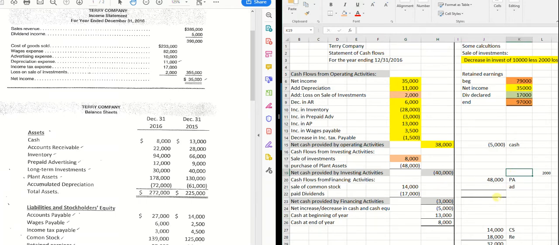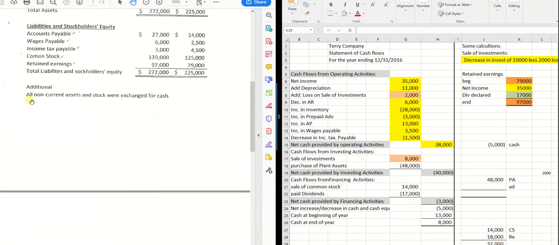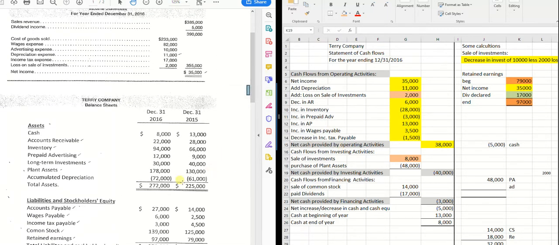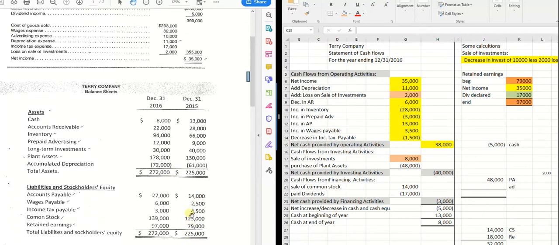Okay. Next one, my plant assets increased by $48,000 from 130 to 178. So if they increased, I must have bought more. Be careful because if I sold some, you wouldn't know. You'd have to have some additional information down here that you sold some and purchased some, because they go on two separate lines. But since there's no information given that I sold any, and also my accumulated depreciation difference agrees with my depreciation expense, I can say with some confidence that I didn't sell any.